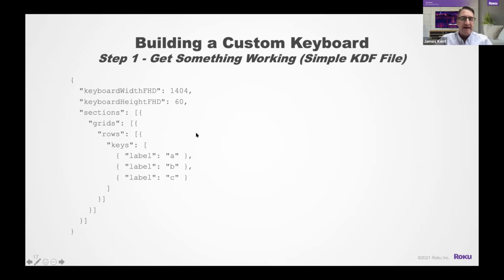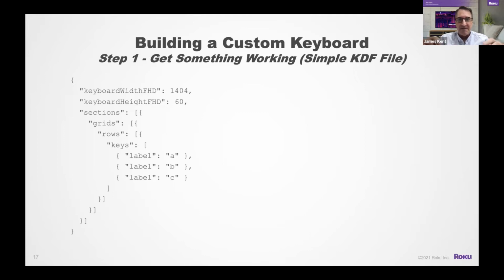I need to specify, in this case, I'm going to have all the keys be the same size. So I'm going to specify the overall keyboard width, and I'm going to specify the keyboard height. For the width, I want it to be fairly wide, fill most of the screen. For FHD or 1080p resolution, the screen is 1920 pixels wide. So 1400 will fill up about 3/4 of that. I want the keys to all have the same size in the row that has 26 keys.